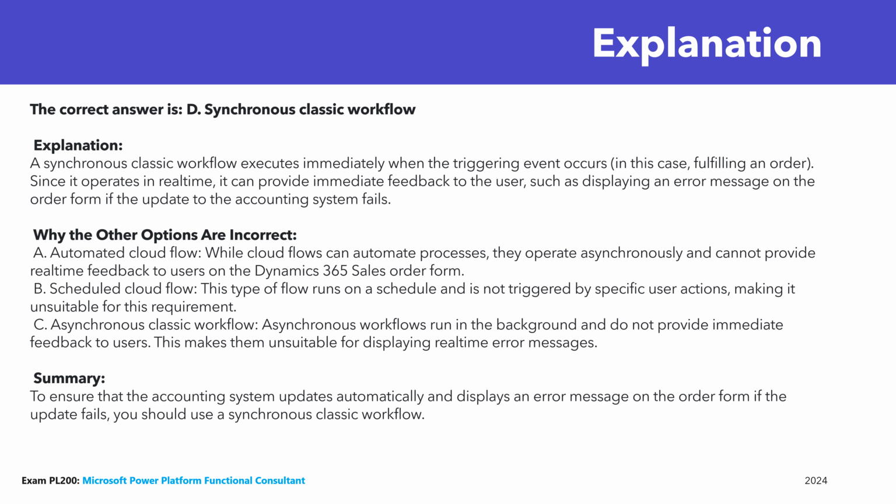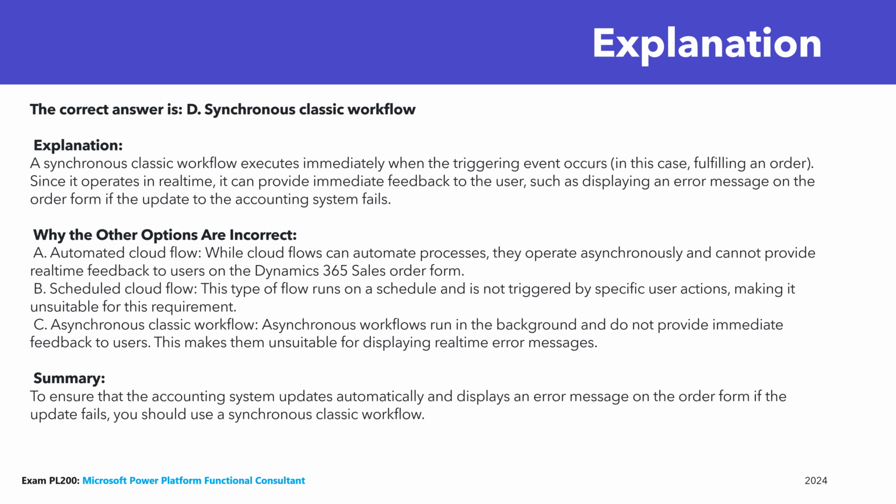The correct answer is D. Synchronous classic workflow. Explanation. A synchronous classic workflow executes immediately when the triggering event occurs, in this case, fulfilling an order. Since it operates in real time, it can provide immediate feedback to the user, such as displaying an error message on the order form if the update to the accounting system fails.